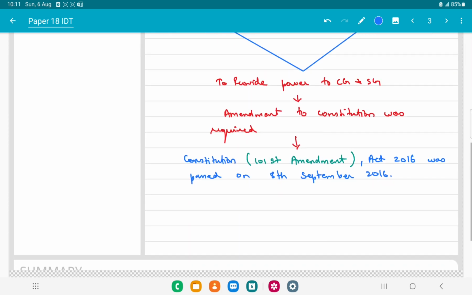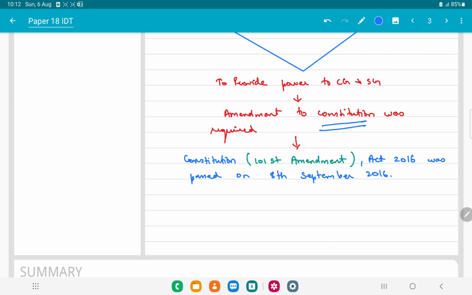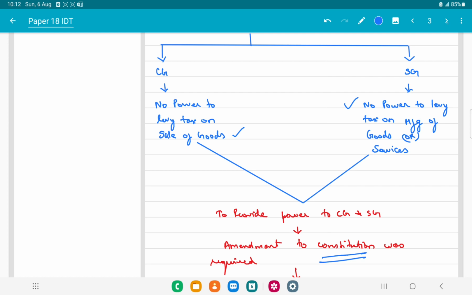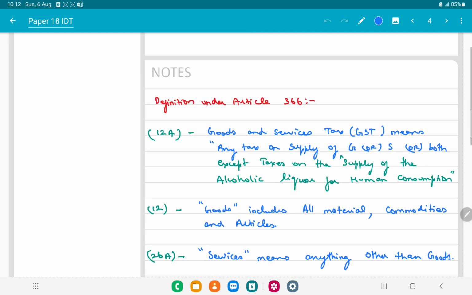So an amendment to the Constitution of India was required to give equal power. The Constitution's 101st Amendment Act was passed on 8th September 2016 to give equal power to both the central and state government. Okay, so please remember the 101st Amendment. This number is very important. One MCQ, they often ask this question. So it is the 101st amendment which was made to provide the power to the central government and state government.